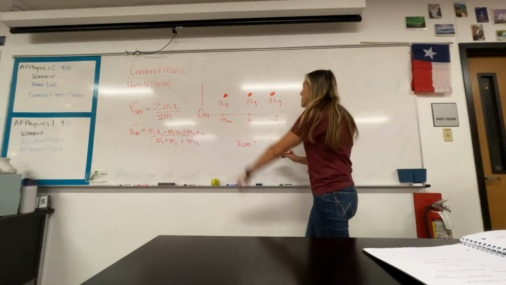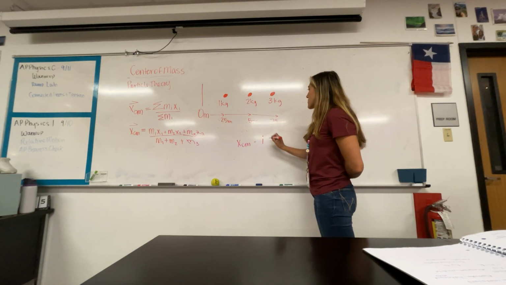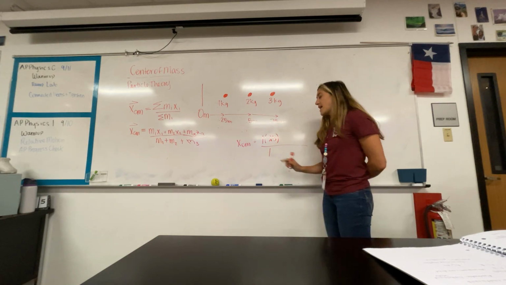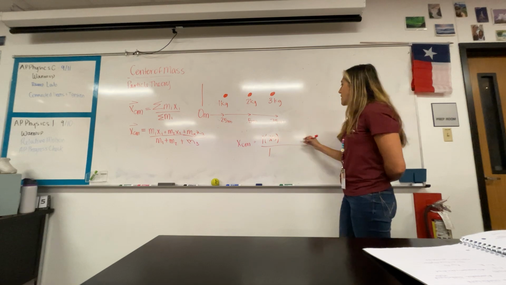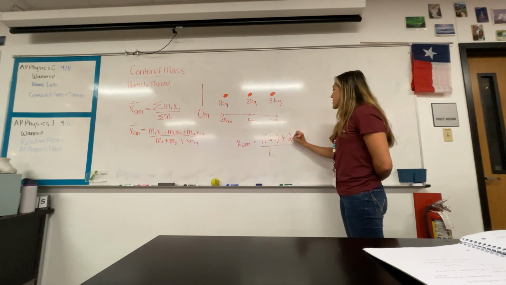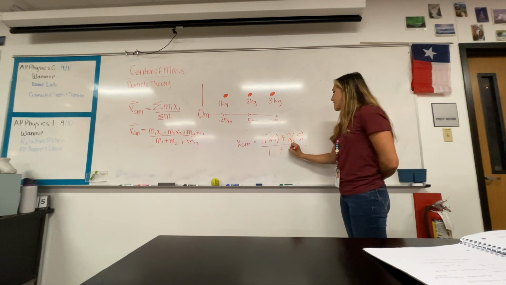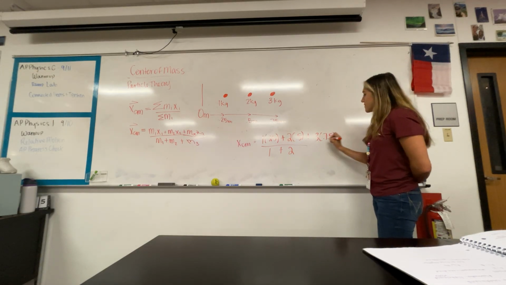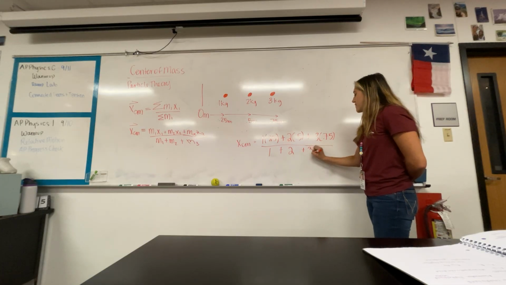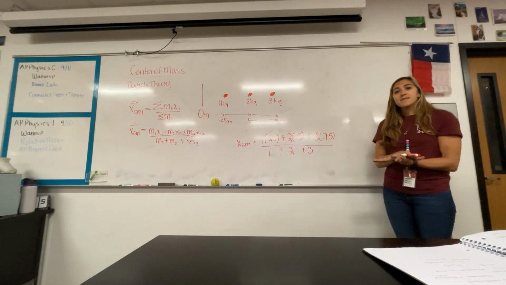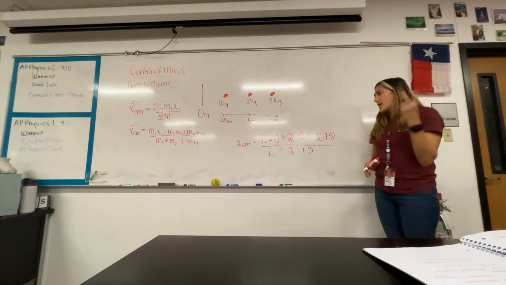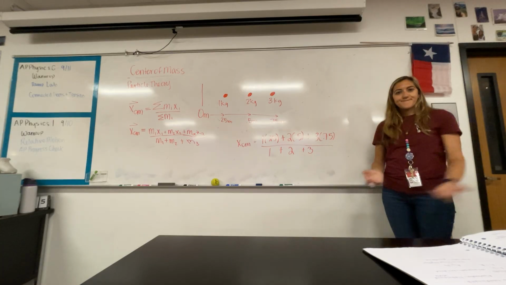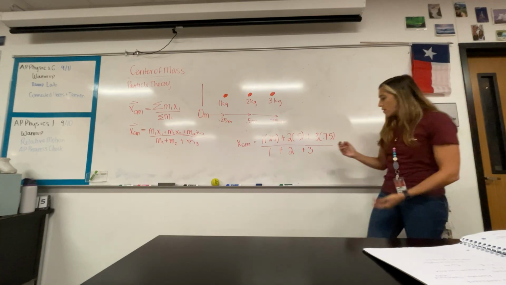xcm is going to be equal to, I have my first mass, it's 1 kilogram at a position of 0.25. I like to go ahead and add the masses on the bottom as I put them on the top. My next mass is 2 kilograms at 0.5. My third mass is 3 kilograms at 0.75. So on the top, it's a sum of all of the masses times their respective locations. On the bottom, it's the masses, right? All added together. So let's do the math.